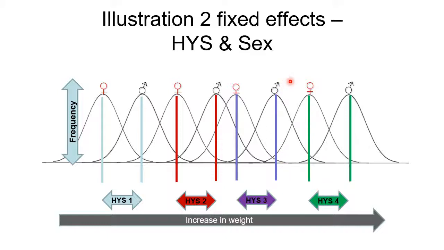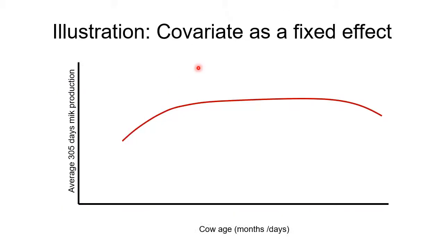So this just illustrates an example where we have to include both of these so-called fixed effects or environmental effects in our model, not just sex and not just herd, year, season. We have to include both of these effects in our blood model. This is an illustration of where we fit a continuous variate or a covariate as a fixed effect.